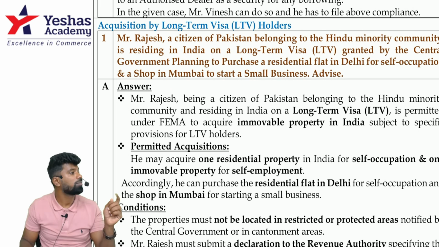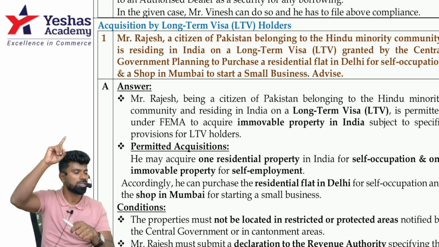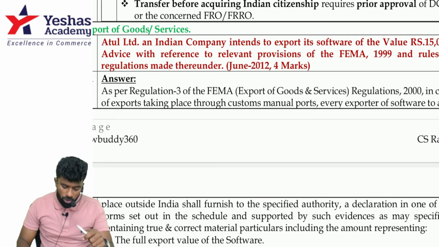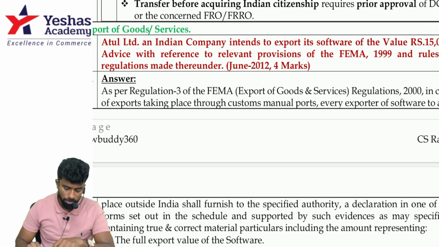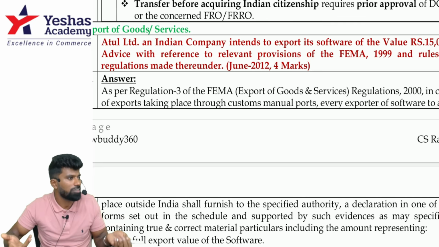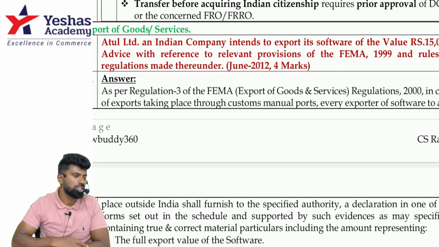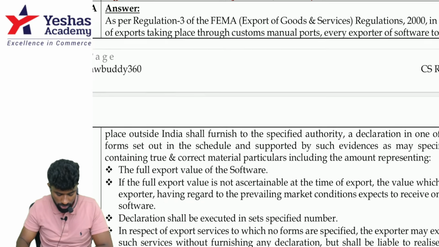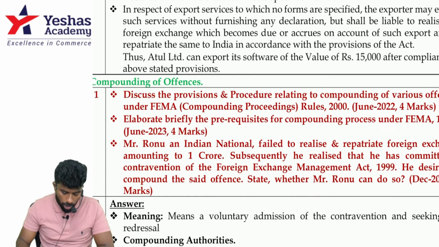Acquisition by long-term visa holders. I expect them to ask questions based on this, so I have included questions for this. Long-term visa holders, religious minorities. Export of goods. Based on this, there was a question. Atul Limited, an Indian company, intends to export its software of the value of 15,000. Can they do so? Can they export software? Are there any conditions to be satisfied? Yes. Realization, repatriation, all those conditions. Correct. Now, compounding of offences.